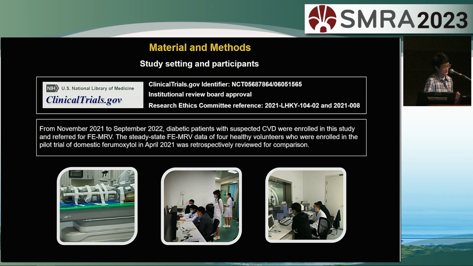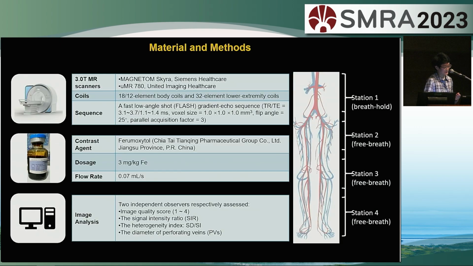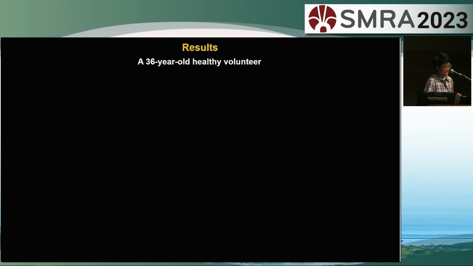In this IRB-approved study, 4 healthy volunteers and 11 patients with documented type 2 diabetes suspected of chronic venous disease underwent steady-state varmoxolid-enhanced MR venography on 3D MR scanners. This is our scanning parameters, and 2 independent observers evaluated the image quality, signal intensity ratio, the diameter of perforators, and the luminal signal uniformity index of superficial venous networks.